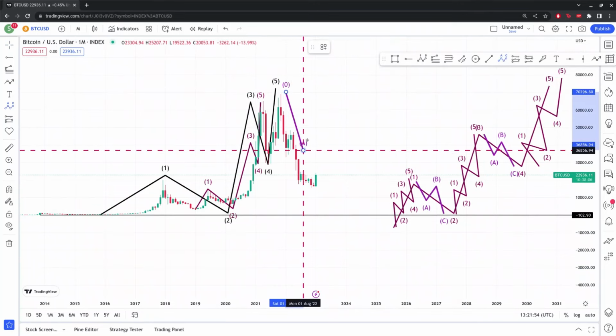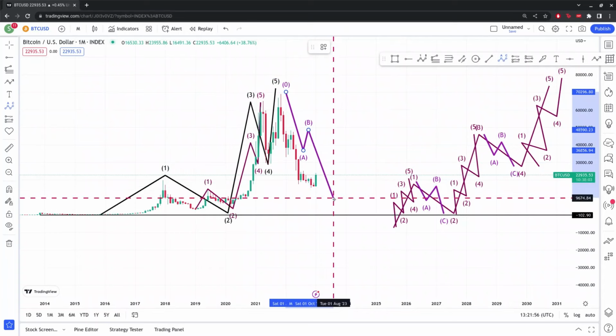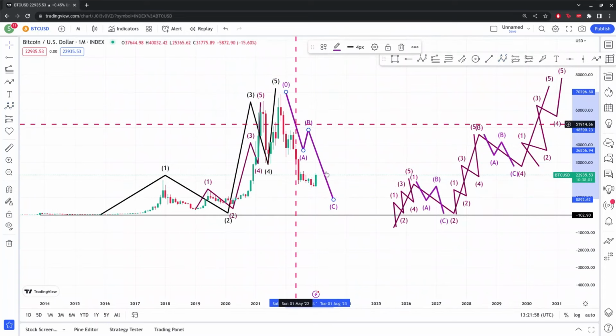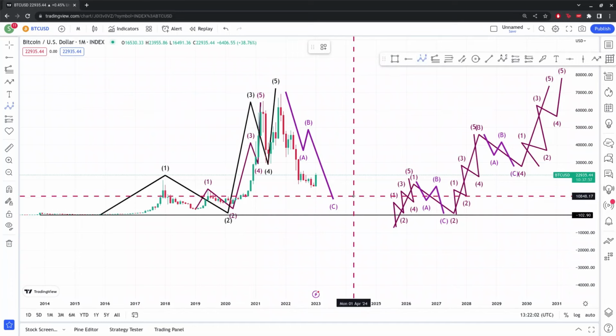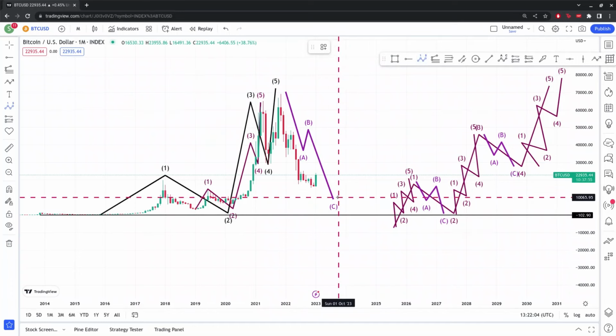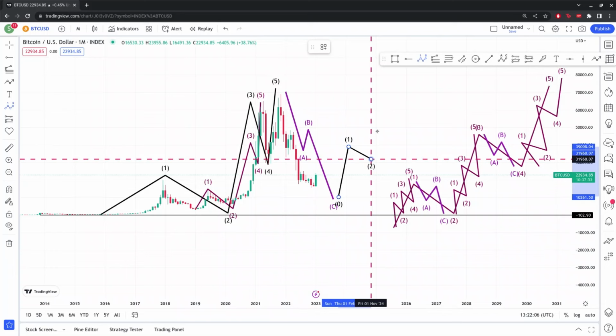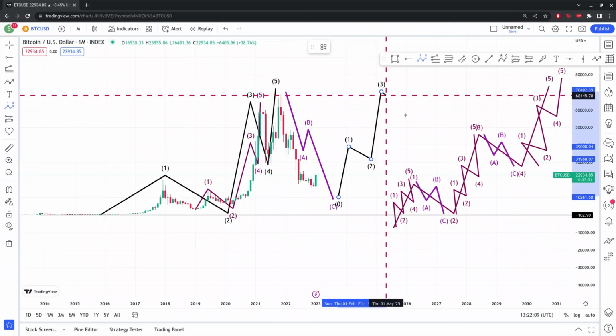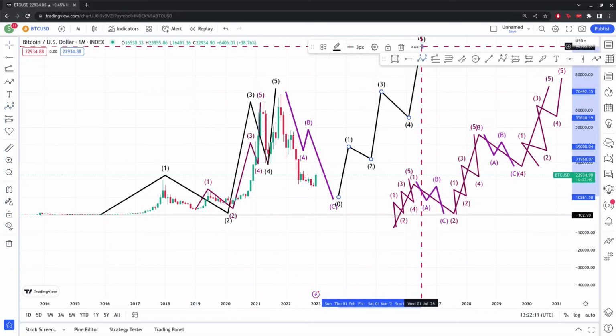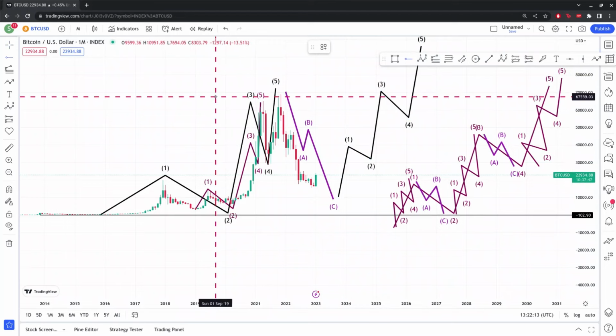A, B, C pattern, and at the end of this A, B, C pattern, what comes next is a continuation of the previous trend, which is an uptrend. So which is a continuation of the first, second, third, fourth, fifth, and it will lead to the break of this upper structure.